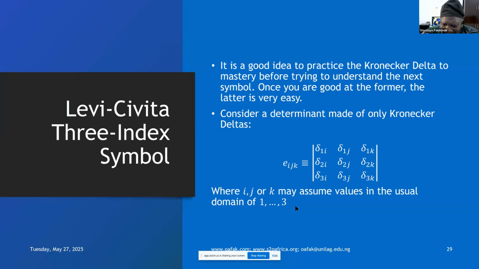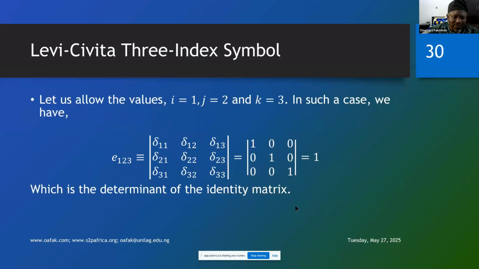We can define it in terms of the Kronecker delta. There are several ways of defining it. We can define it as a determinant containing only Kronecker delta: delta 1i, delta 1j, delta 1k, delta 2i, delta 2j, delta 2k, delta 3i, delta 3j, delta 3k. The result of that determinant is what we mean by Eijk. That Eijk has 3 symbols, and it behaves in a very funny and important way.